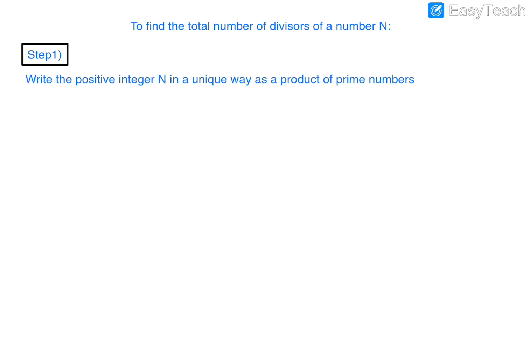In today's lesson, we are going to learn to find the total number of divisors of a number n. Step 1. Write the positive integer n in a unique way as a product of prime numbers. So let's see an example.